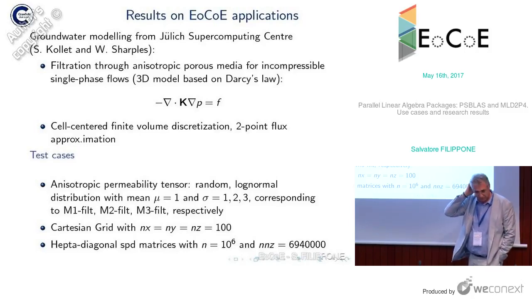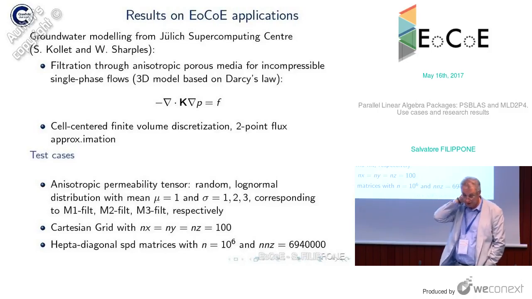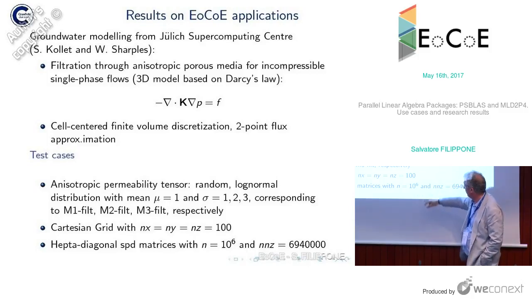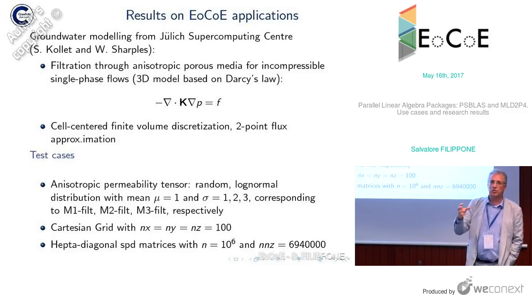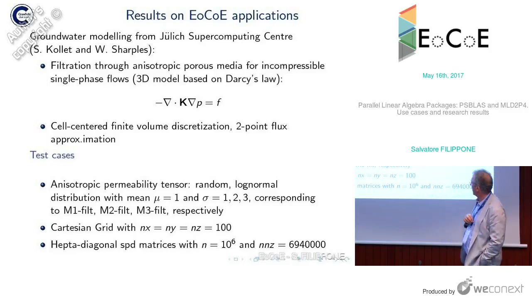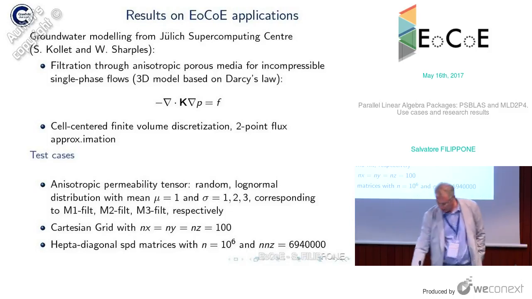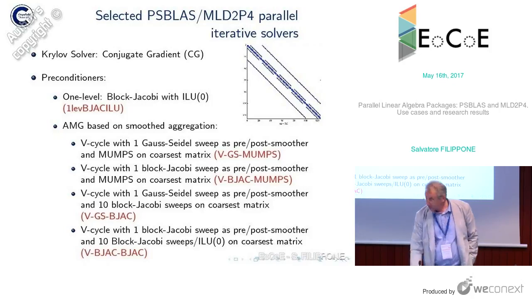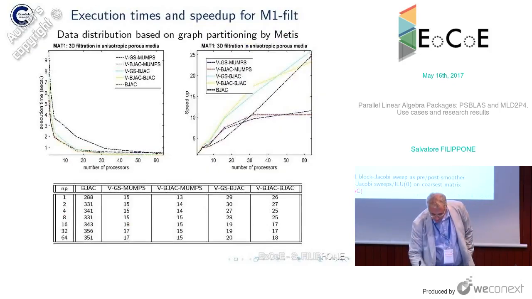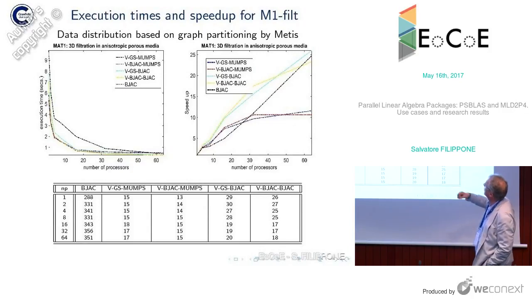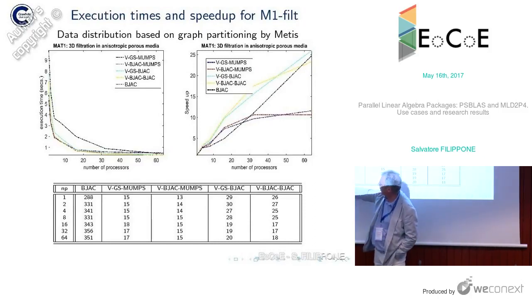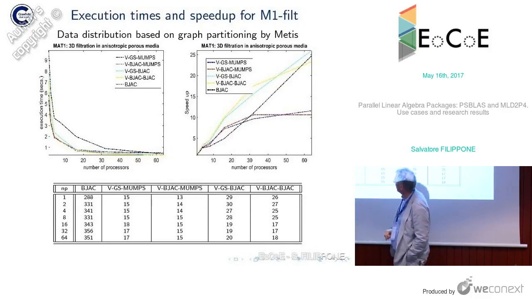Another example we got from Wendy Sharples at Jülich. It's a groundwater modeling, and we have a few examples with different degrees of anisotropy in the modeling of the diffusion, and all test cases are of about 1 million equations. And that's what the matrix looks like. And this is the sort of behavior that we got here on, I think these runs were done on MareNostrum. And as you can see, if you use a simple normal one-level preconditioner, you get on the order of a few hundred iterations, plus you get a change as you grow with the number of processes.